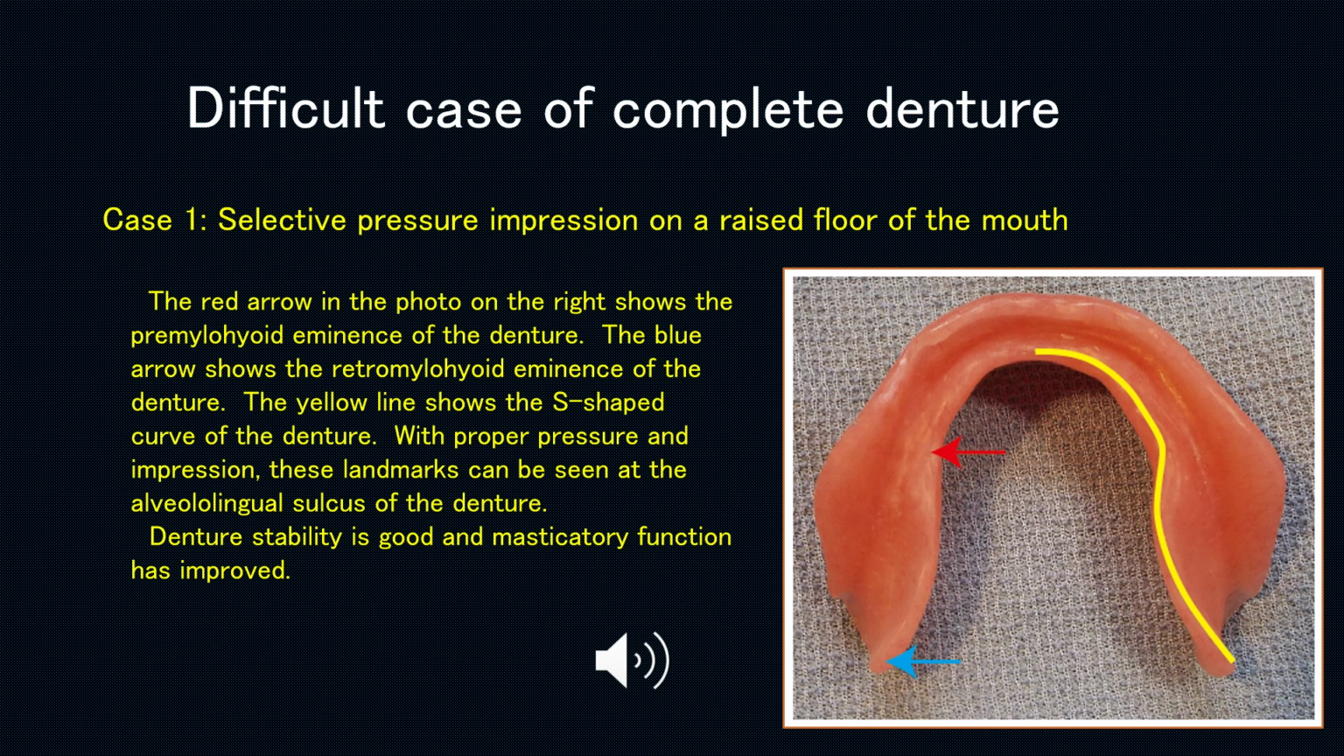Case 1. Selective pressure impression on a raised floor of the mouth. The red arrow in the photo on the right shows the premylohyoid eminence of the denture. The blue arrow shows the retromylohyoid eminence of the denture. The yellow line shows the S-shaped curve of the denture. With proper pressure and impression, these landmarks can be seen at the alveololingual sulcus of the denture. Denture stability is good and masticatory function has improved.